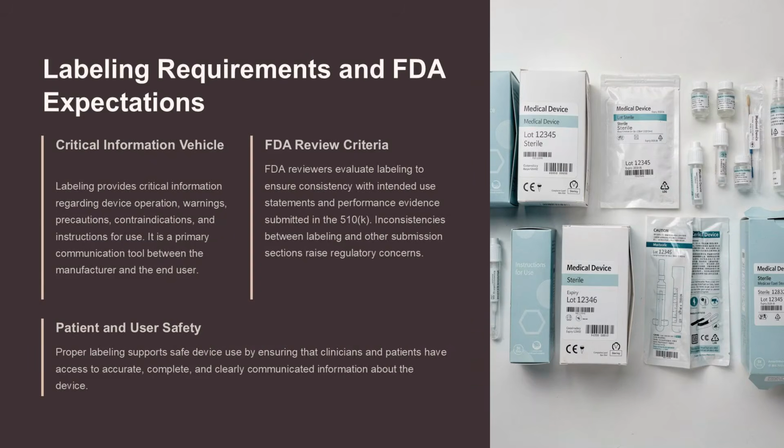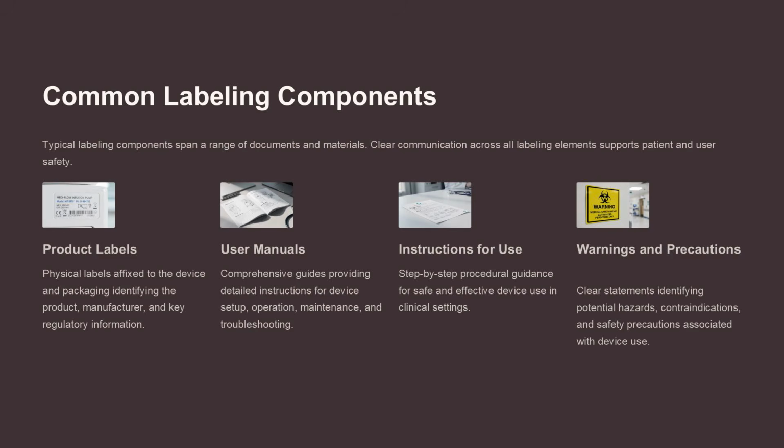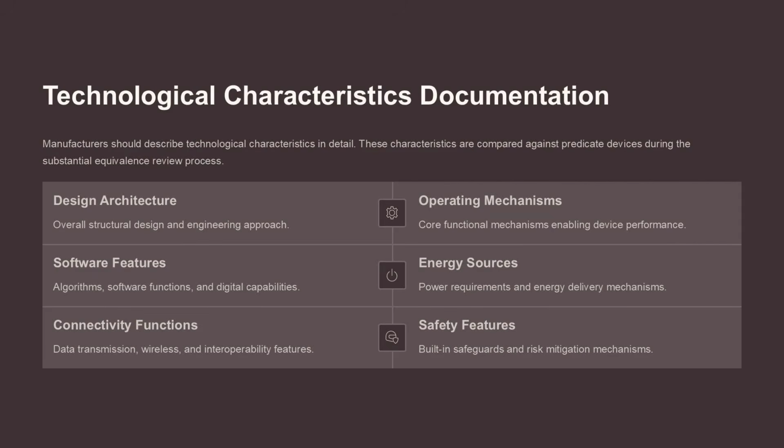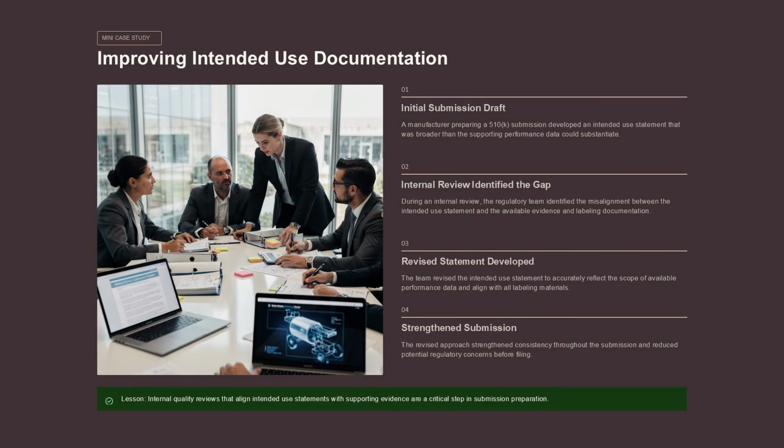Labeling provides critical information for device operation and safety, ensuring clear communication between manufacturers and users. Common labeling components include product labels, user manuals, and warnings, ensuring patient and user safety. Technological characteristics documentation includes design architecture, software features, and safety features, crucial for regulatory review. A case study on improving intended use documentation highlights the importance of aligning statements with supporting evidence for successful submission.